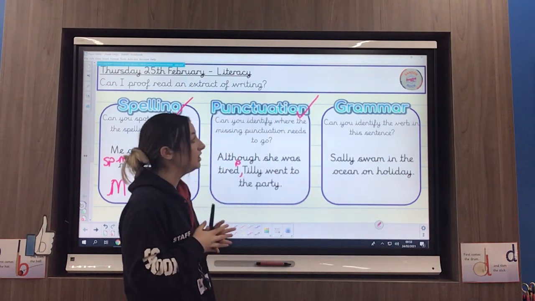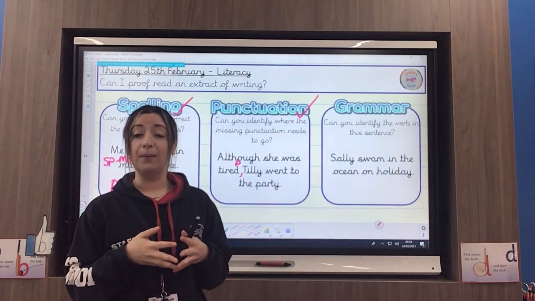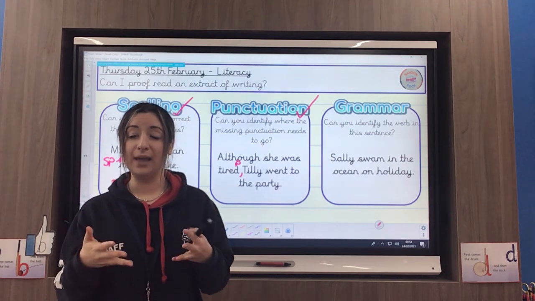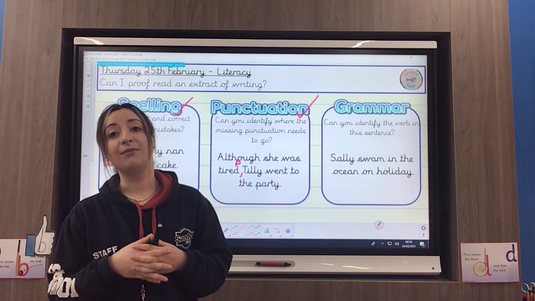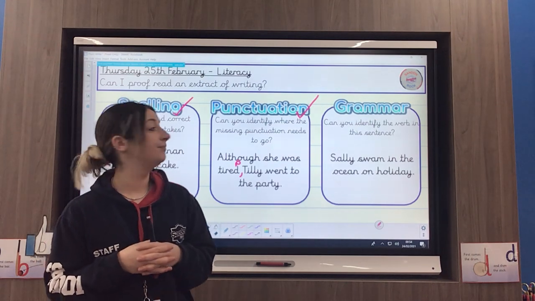It says, can you identify the verb in this sentence? So have a quick think at home. What is a verb when we say a verb? Have a think and let's see if you are correct.